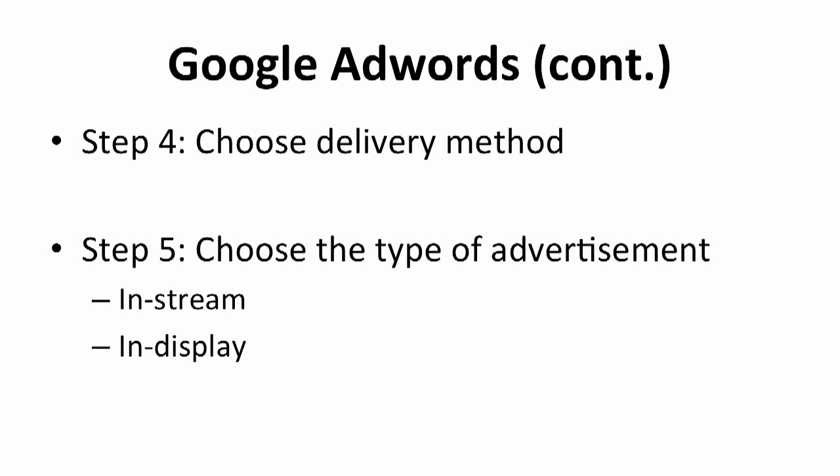On the other hand, if you choose the in-display video ad, it requires you to upload an image and add some text. This ad will show differently depending on where on YouTube it appears. It will either show up in the search results page, YouTube-related videos as a YouTube overlay, or on partner websites. You pay only when someone clicks your ad to view your video.